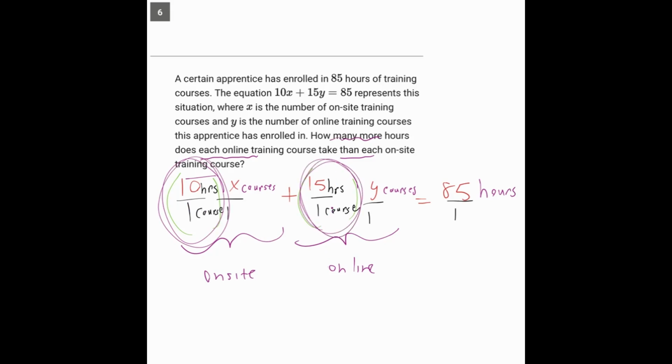So how many more hours for each course when you're talking about online versus on-site? Well, that's simply 15 minus 10, which gives you 5. And that is the difference in the number of hours per course. And so our answer here is 5.